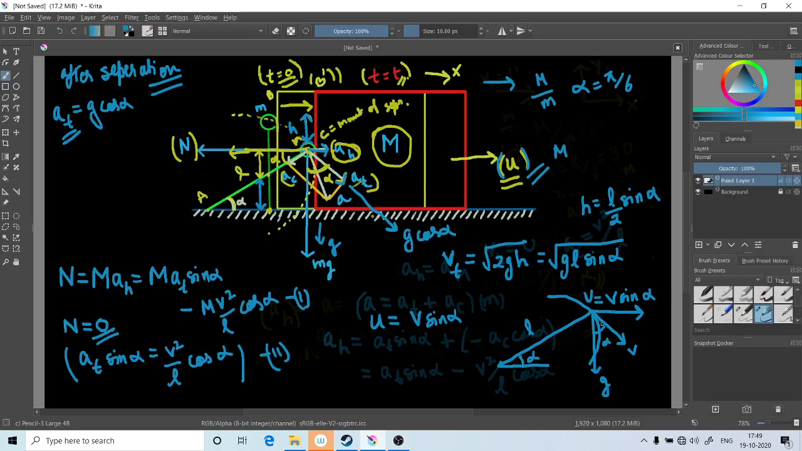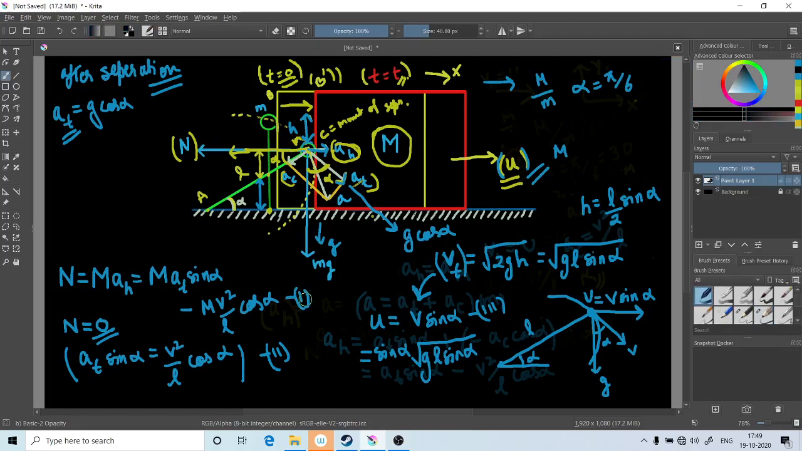as there is no other force acting on the load M, which gives us sine alpha root over gl sine alpha. We get the velocity of v from here, we add it in, we equate it in this equation number 3.